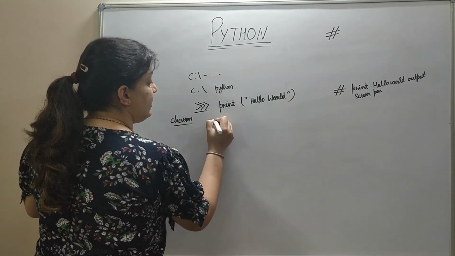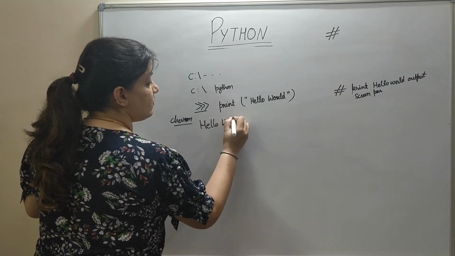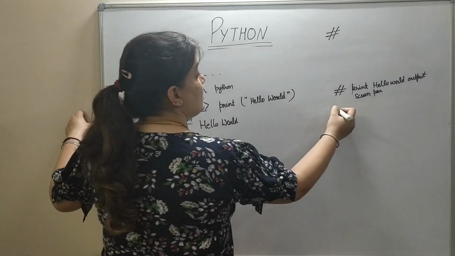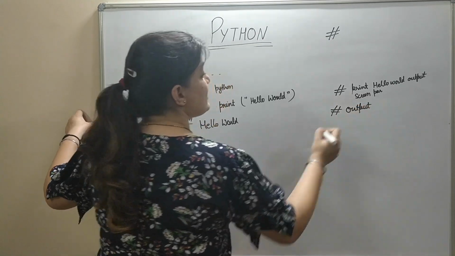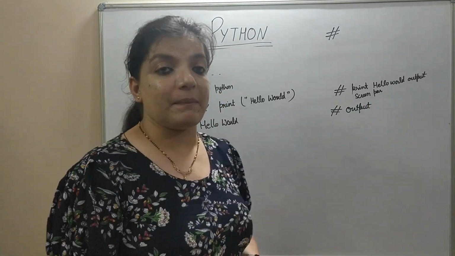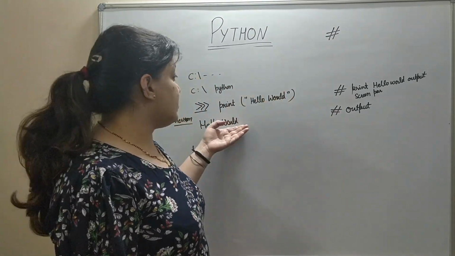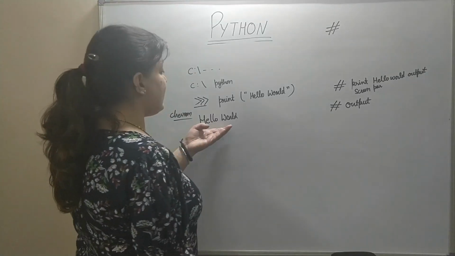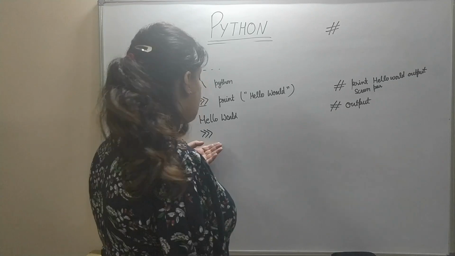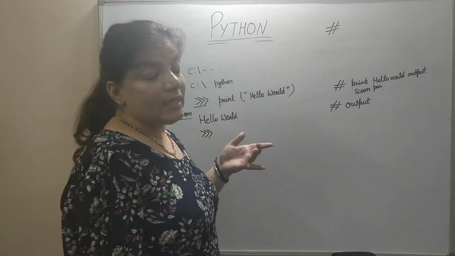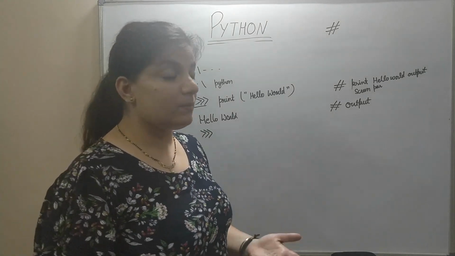So the output will be hello world. What does this line indicate? This line indicates output. As I told you, Python is an interpreted programming language, so once the code is completed, we get the output immediately in the next line. After getting this output hello world, this symbol comes again. It indicates that the system is ready to take the next instructions of Python programming.